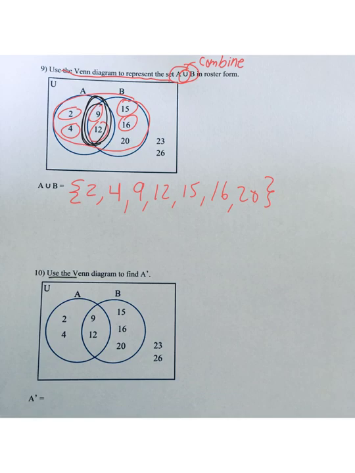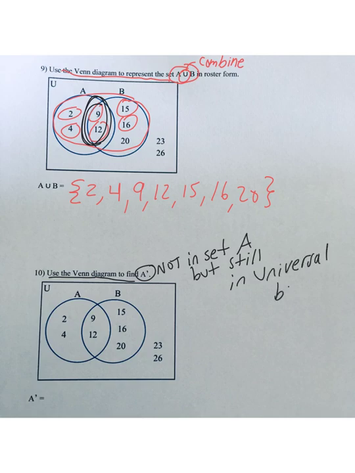Question 10, use the Venn diagram to find a complement. There's a little apostrophe there. So a complement means what's not in the set, but still in the universal box. So what's not in set A, but still in the universal box, or the universal set. So I want what's outside of circle A. So let's get rid of circle A.